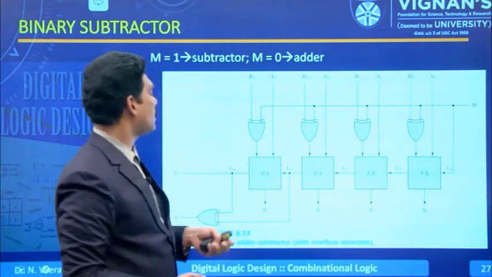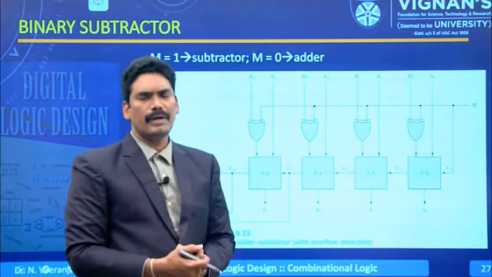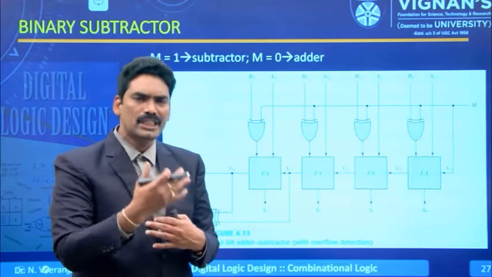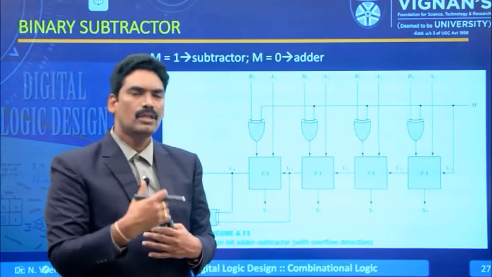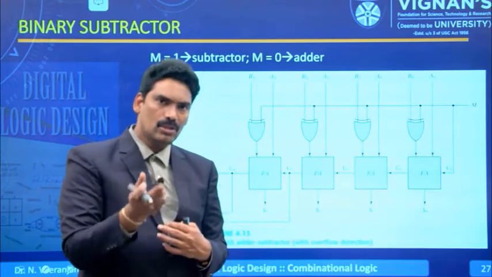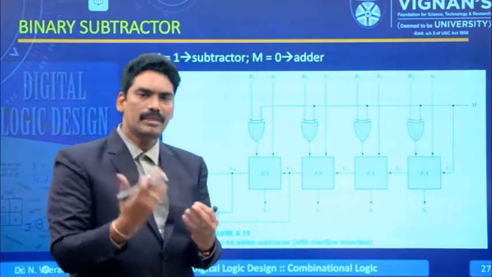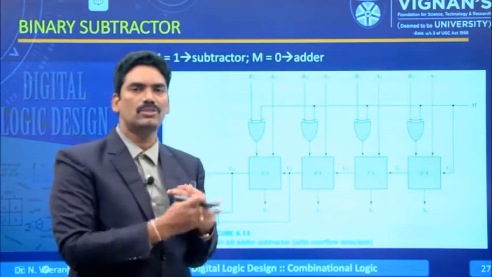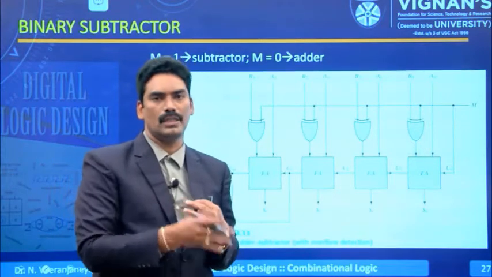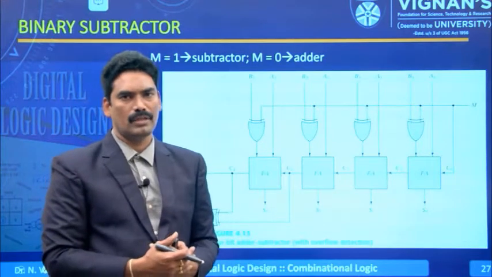Now we are going to discuss binary subtractor. See, we discussed the binary adder. What is a binary adder? It performs addition operation on 4 bits. How many inputs are there, how many outputs are there? A0, A1, A2, A3, B0, B1, B2, B3, intermediate variables C0, C1, C2, C3, and the output variables S0, S1, S2, S3. We have a total of 16 variables for that.